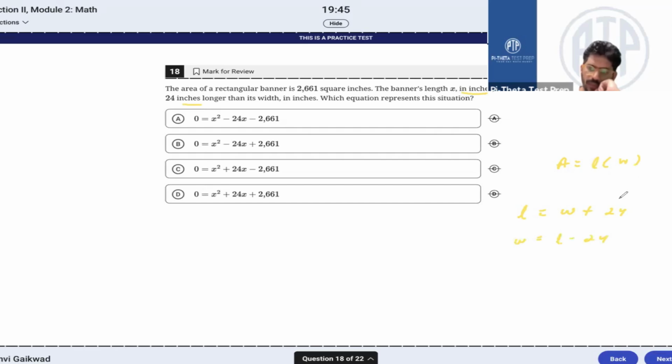If you put this both here, so area we have length is length, but width is becoming L minus 24, or we can say x minus 24. That is nothing but 2661. It's better to take length as x here, not to get confused here, right? So I'll write in this way only. It will become basically x times x minus 24, that is equal to 2661. So simple as that. If you solve this, it will become x square minus 24x minus 2661 equal to 0. That is our option number A.